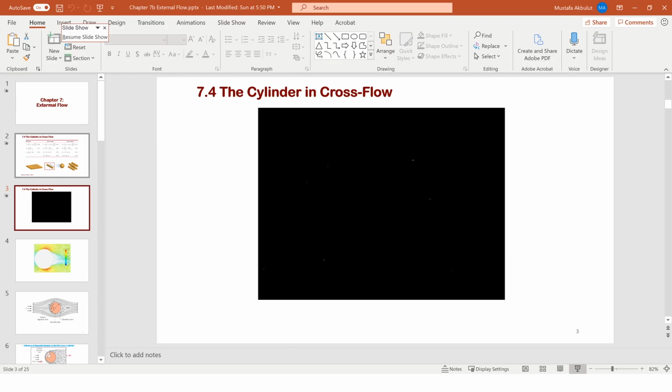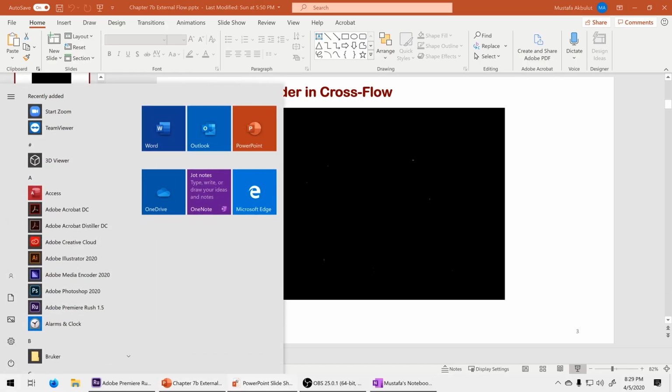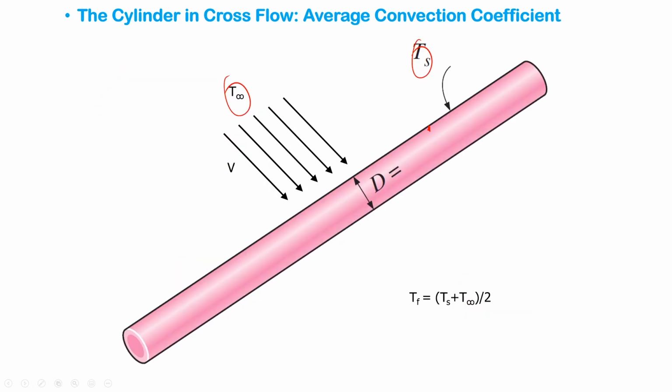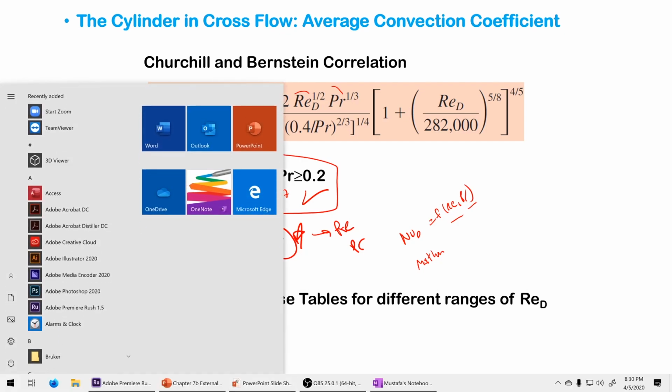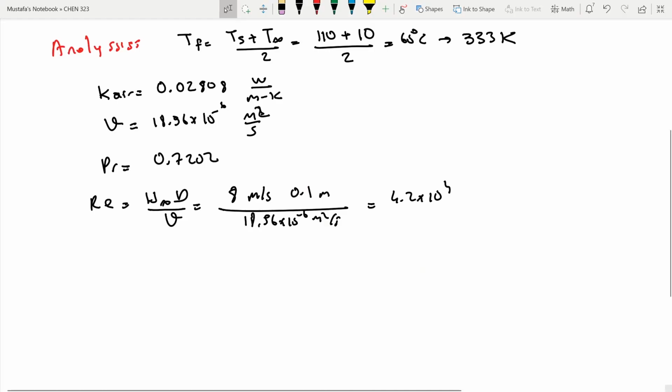So now let's go back to the equations again. So we have the Churchill and Bernstein equation that requires the product of Prandtl number and Reynolds number to be greater than 0.2. In here, the Reynolds number is 4 times 10 to the 4. The Prandtl number is 0.7. So this will be satisfied. So why don't we start with this equation? Let's use this equation actually. So now we will use Churchill and Bernstein equation.